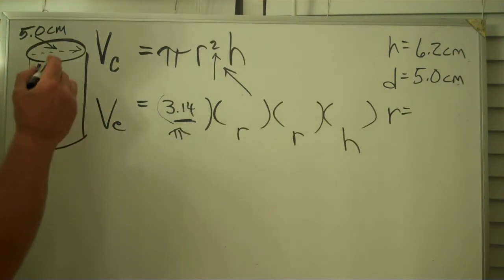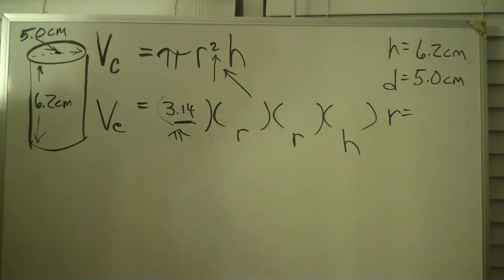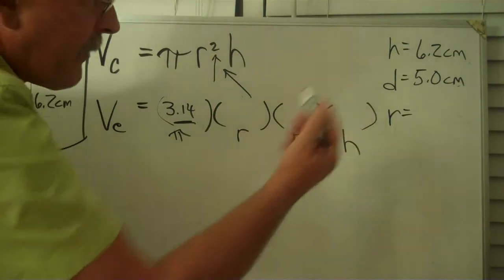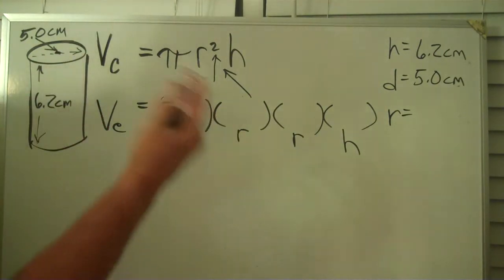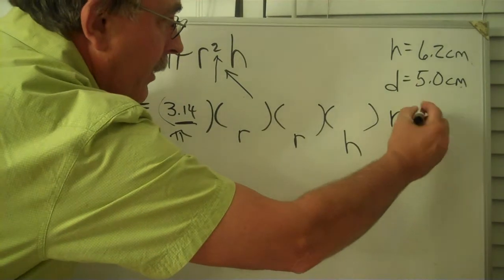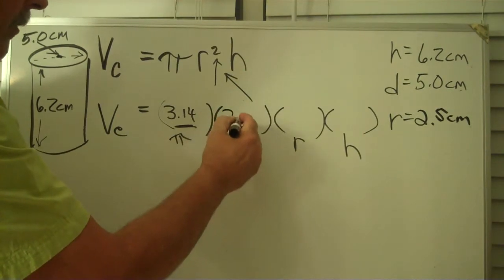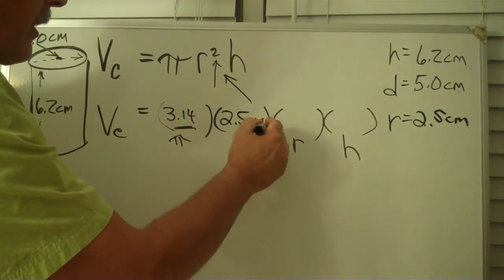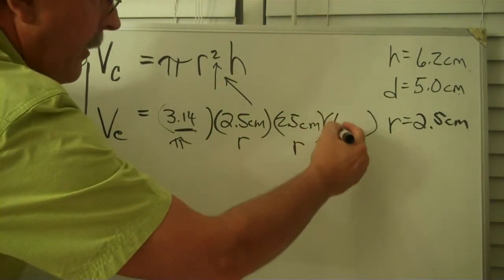Well, we know that one diameter is made up of 2 radii. So a radius plus a radius is going to give us a diameter. So how would I find the radius of this cylinder? Since 2 radii make up a diameter, I would want to divide that diameter in half. To divide that diameter in half, I'm going to get 2.5 centimeters. So I'm going to have my radius values in these 2 parentheses, and then my value for height.